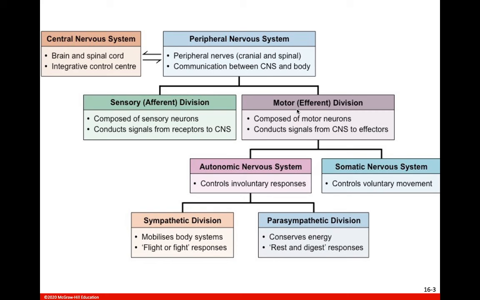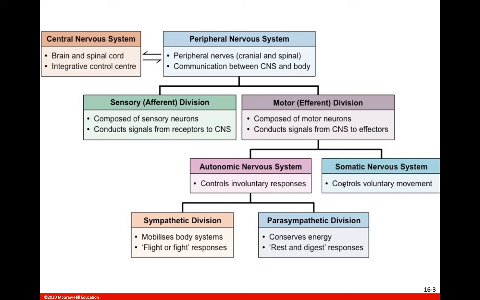And remember that motor division is going to be conducting signals from your brain and spinal cord, your central nervous system, to effector organs. These effector organs include skeletal muscles as well as cardiac muscle, smooth muscle, and glands. So when we look at that motor division, we actually have two divisions of that motor division of the peripheral nervous system, and that's going to be the somatic and the autonomic nervous system. Remember that your somatic nervous system is concerned with controlling your voluntary movements. That's going to be your skeletal muscles. So those somatic motor neurons innervate and tell your skeletal muscles to contract.